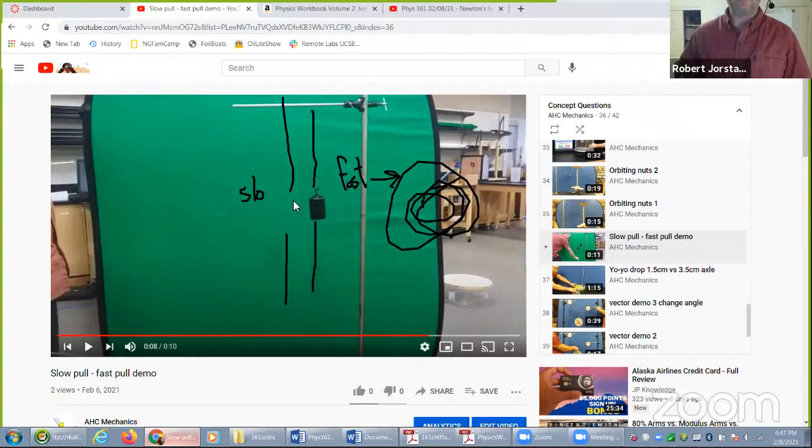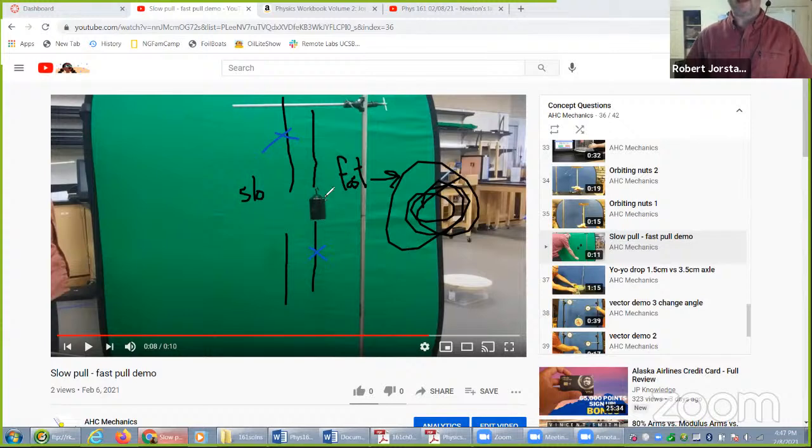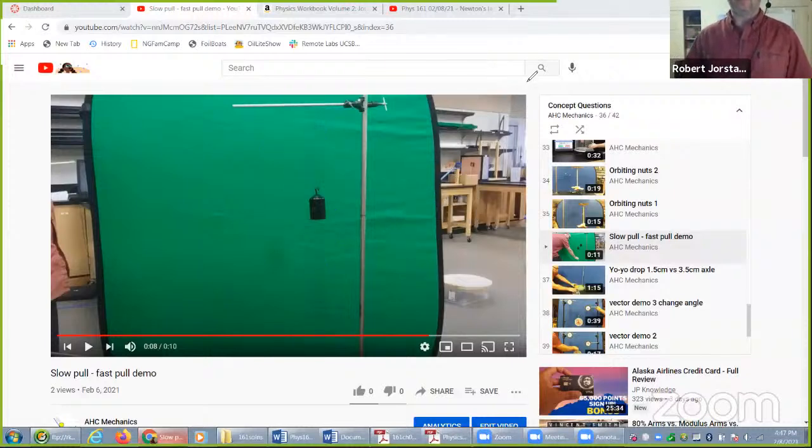I hope you could see that on the slow side, the upper string broke, whereas on the fast side, the lower string broke. If you can't see that, hopefully you could tell, because this mass did not fall down, right? The one on the right, the fast mass, did not fall down. So in this case, what is the physics of this?